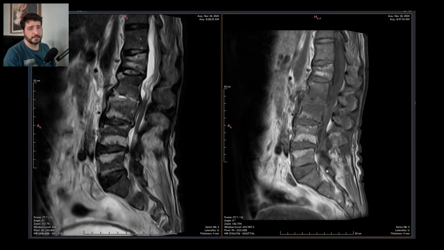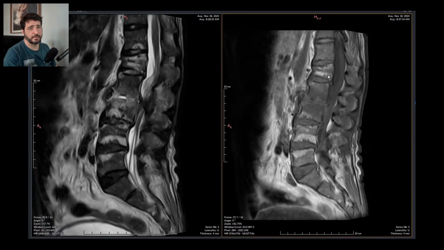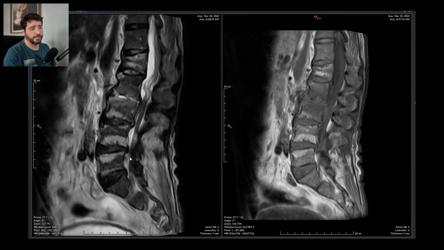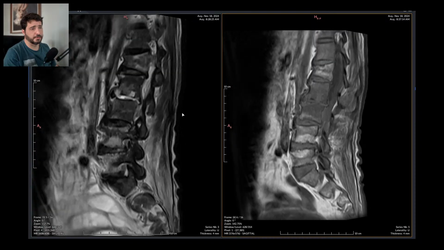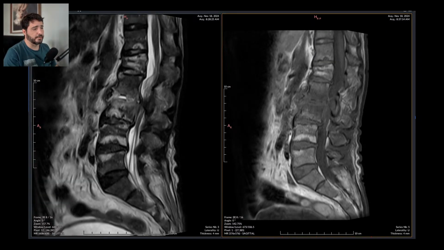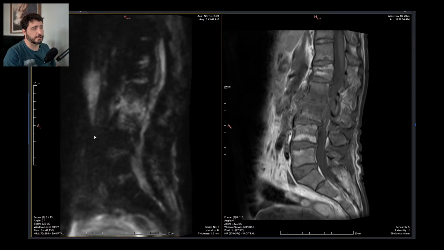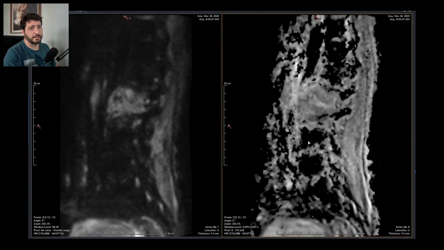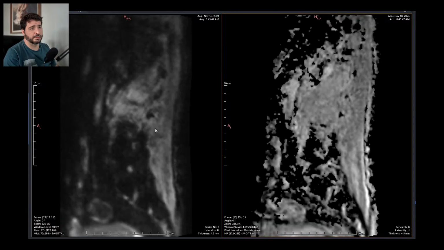I can say this is L5, L4, L3, L2, and L1. There is an old collapse of L1. The discs are all screwed up. We have extrusions all over the place. We have a fluid accumulation on this disc right there. They did a diffusion weighted sequence. I suppose they are trying to say if this is infection, but they did it the worst way possible.